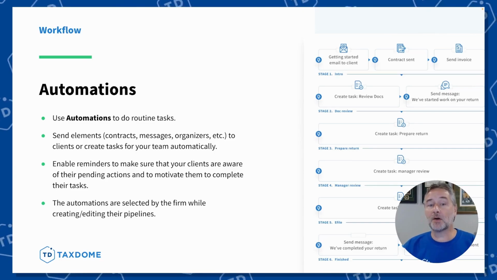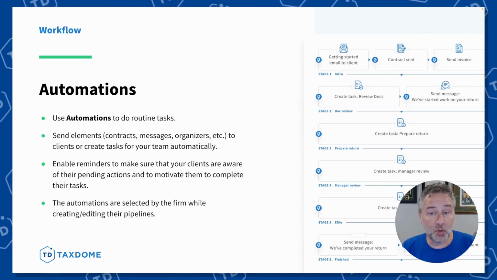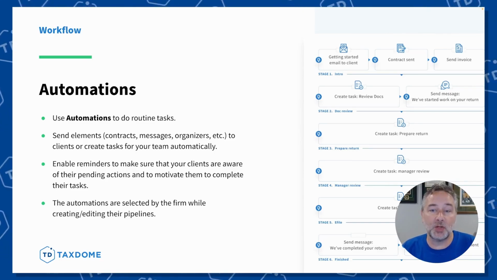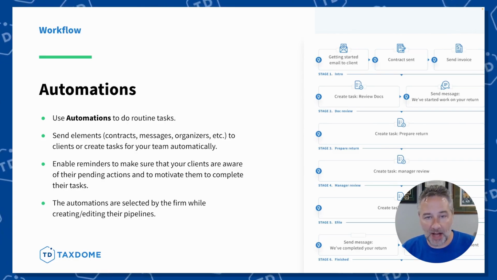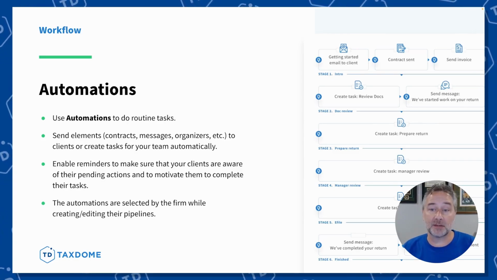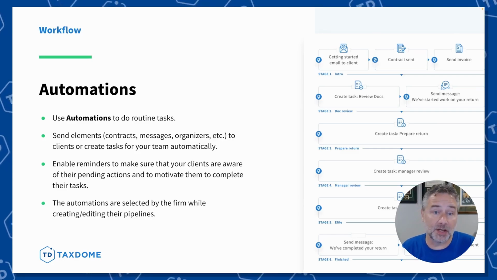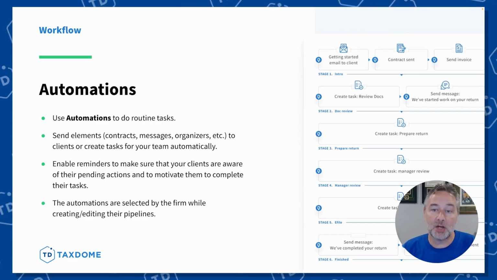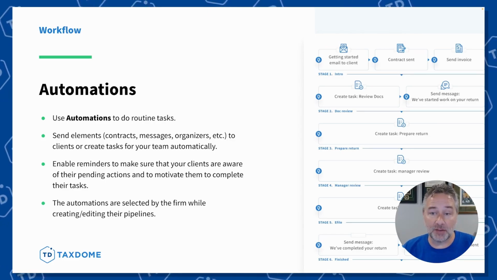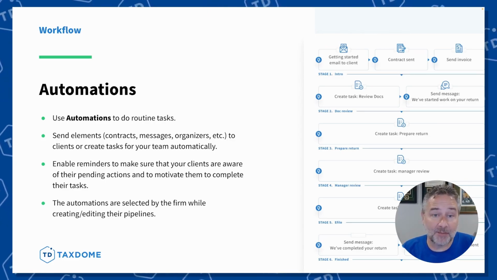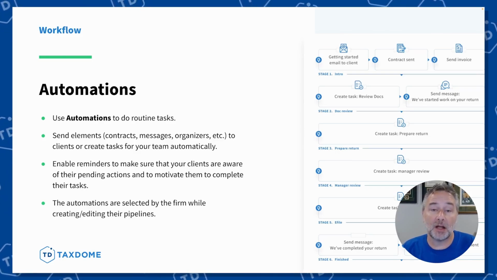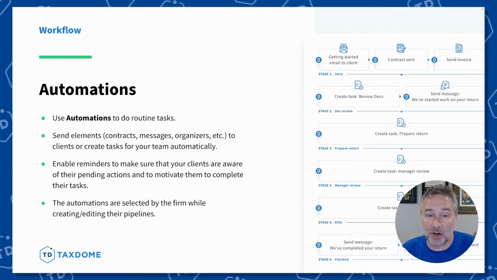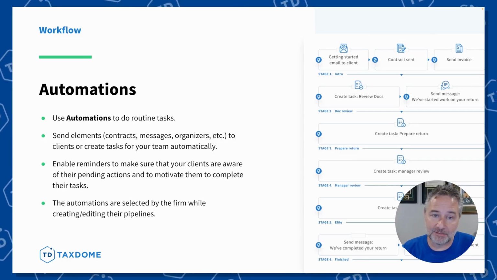But maybe we can go for a different example. Normally, when you need someone from your team to do something, you will have to communicate with them and create some type of task, won't you? Well, alternatively, you can use TaxDome to speed that up as well. Just add a task automation, and whenever it's time for your team to do something, they'll get the task. They'll be notified about it and they can get started.